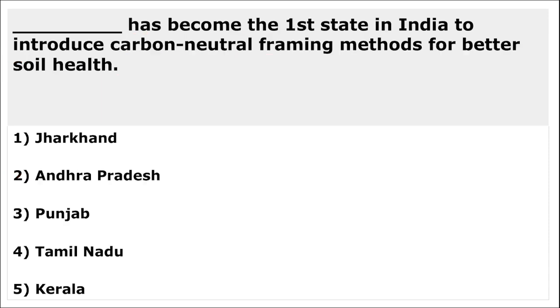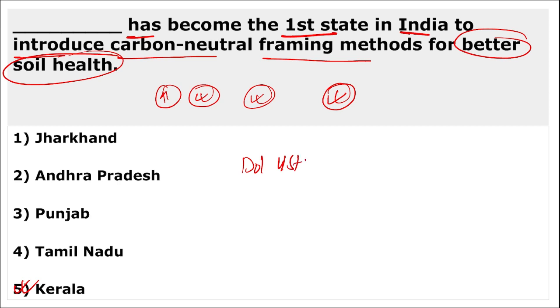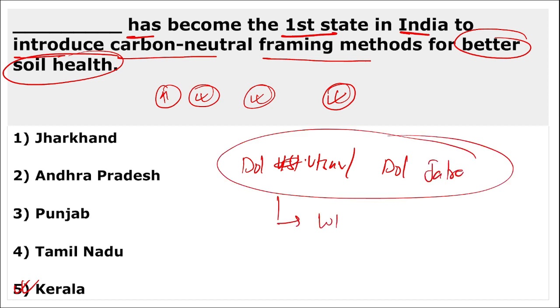Next question. Dash has become the first state in India to introduce carbon neutral farming methods for better soil health. Which state introduced the carbon neutral farming methods to improve soil quality and soil health? It is your Kerala state. Similarly, if I ask you Dol Utsav, or you can say Dol Jatra, where is this celebrated? This is celebrated in West Bengal.